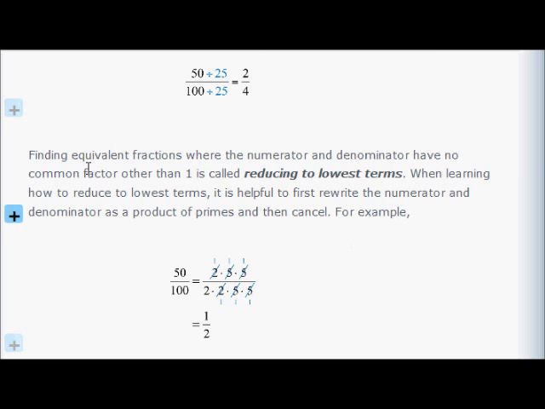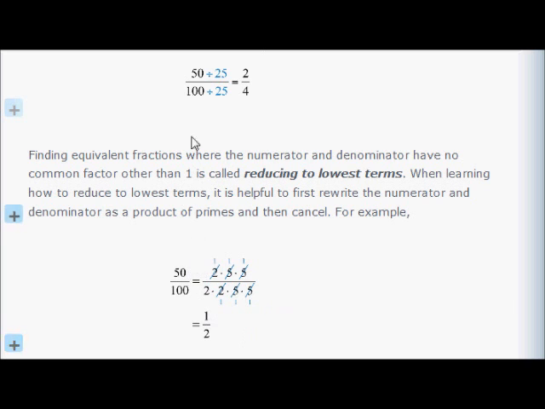Okay. What if you're trying to find equivalent fractions where the numerator and denominator have no common factor other than one? That's called reducing to lowest terms. So, why don't we break this up a little further and look at primes, okay?